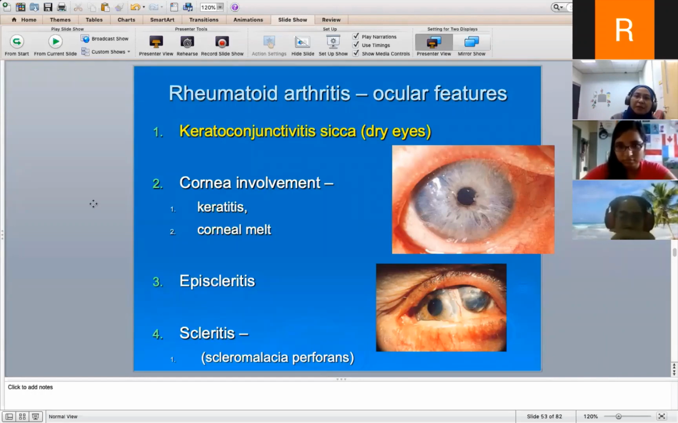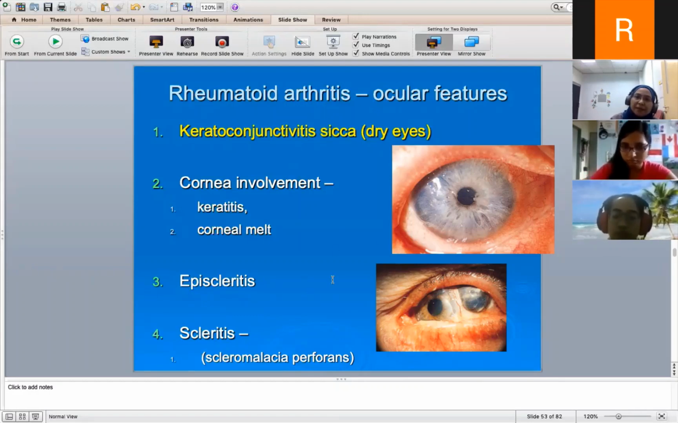What you get is, when it affects your cornea, you get dry eyes. We call it keratoconjunctivitis sicca. Sicca means dry, kerato means cornea, conjunctivitis. You get dry eyes. Again, if the cornea is so dry, you get melting. That's what we don't want to happen. The cornea itself is very, very thin, 500 micrometers. On top of that, you get melting of the cornea.